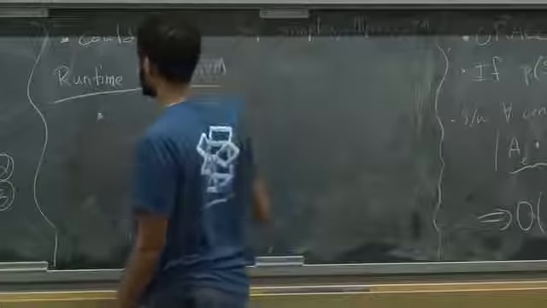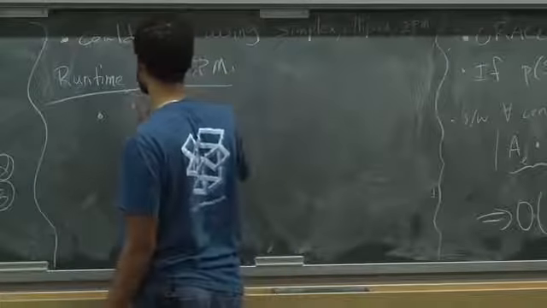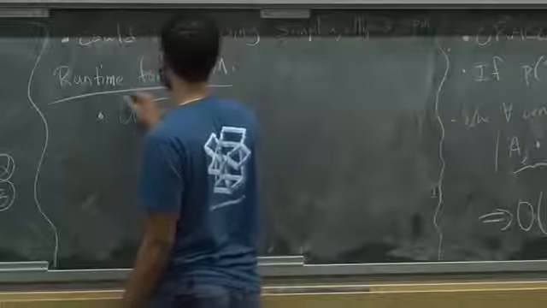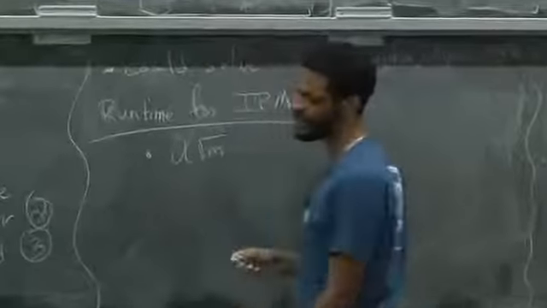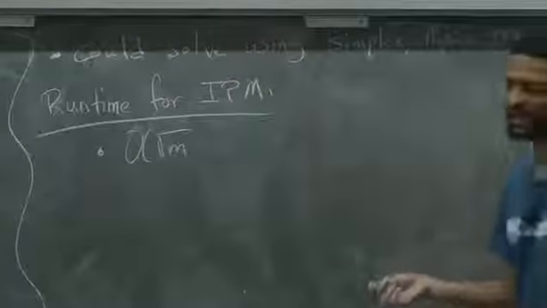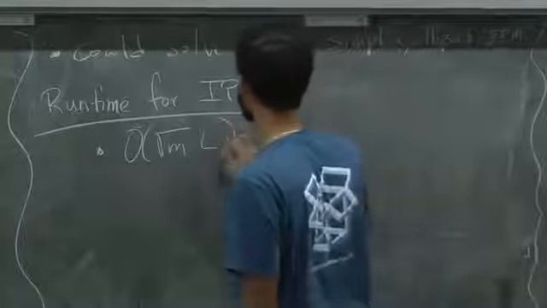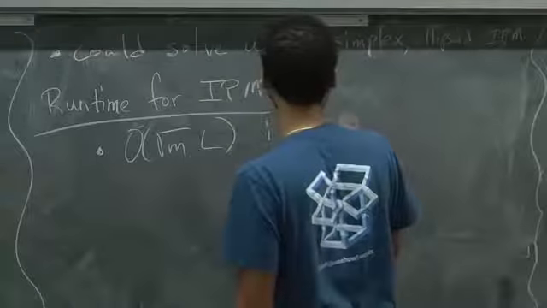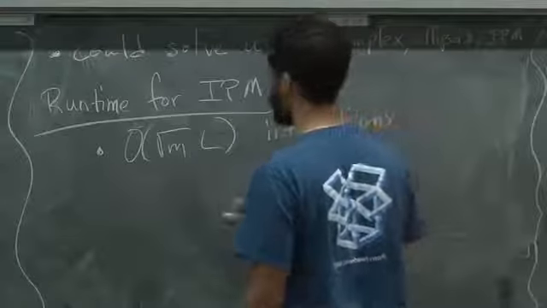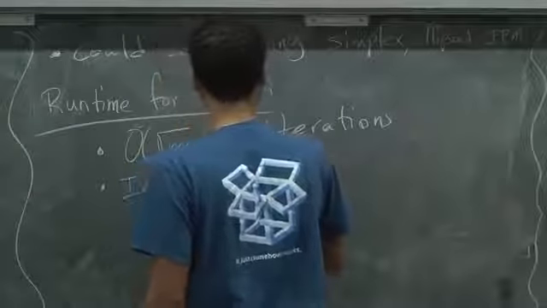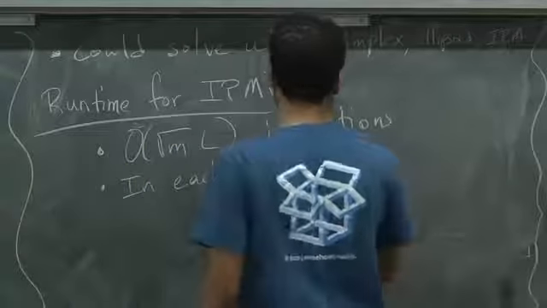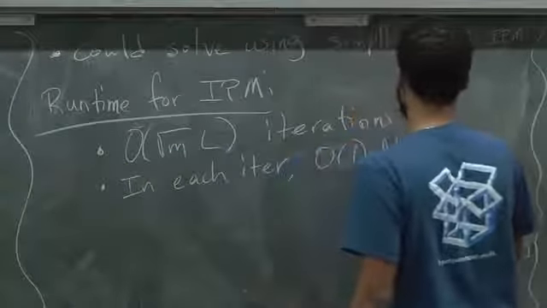So the number of iterations is like root m up to this log factor. Well, let's let L be the precision-absorbed log factor. So root m L iterations, and in each iteration, O of 1 Newton steps.